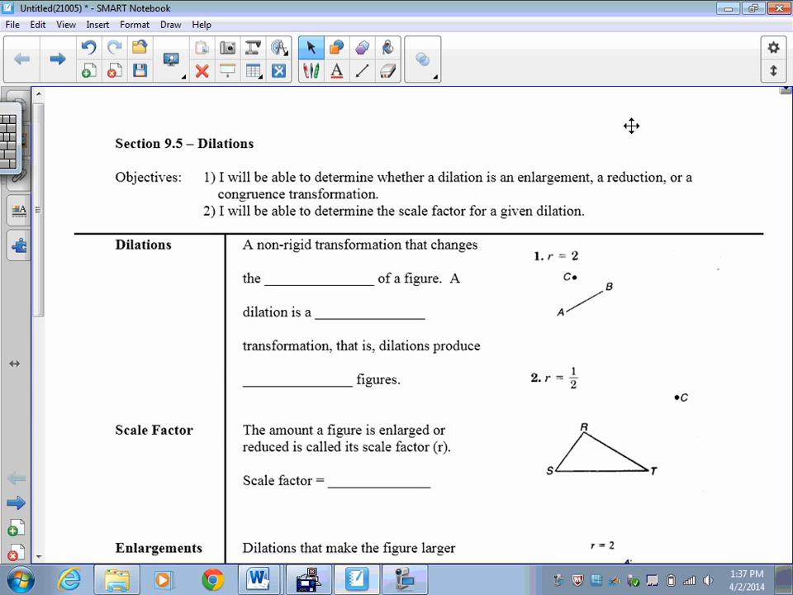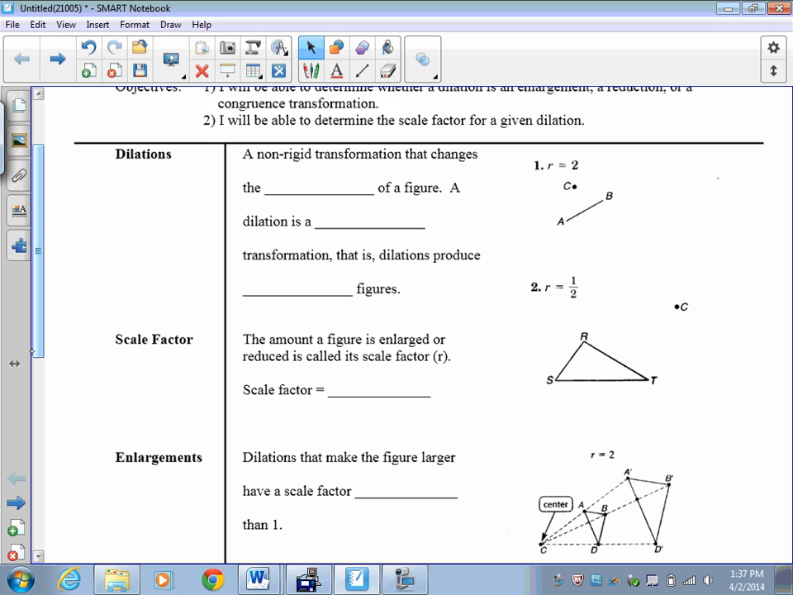These will be the notes for section 9.5, dilations. The objectives are: I will be able to determine whether a dilation is an enlargement, a reduction, or a congruence transformation, and I will be able to determine the scale factor for a given dilation. Let's start off with some definitions.